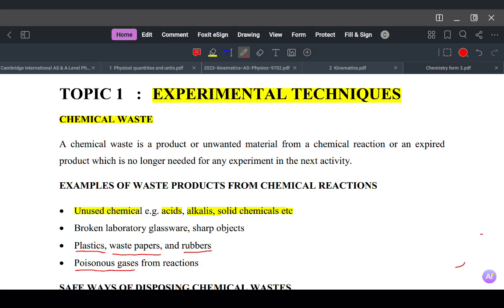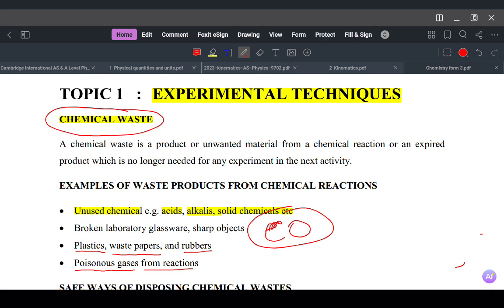Poisonous gases from reactions. For example, some reactions can produce poisonous gases such as carbon monoxide. These are considered to be wastes. All right, so far so good. We have looked at the definition of a chemical waste and some examples. Make sure you know all of them so that in an exam you can give any two.